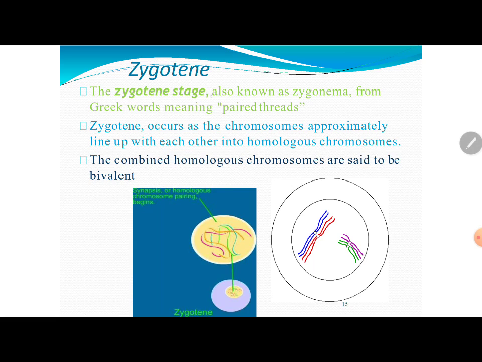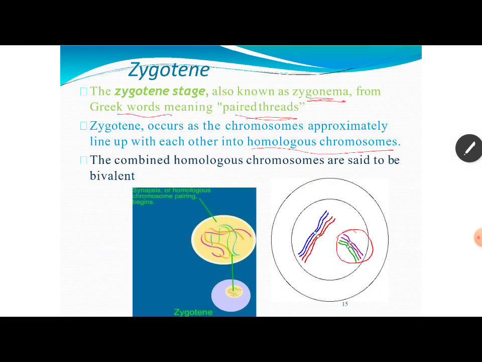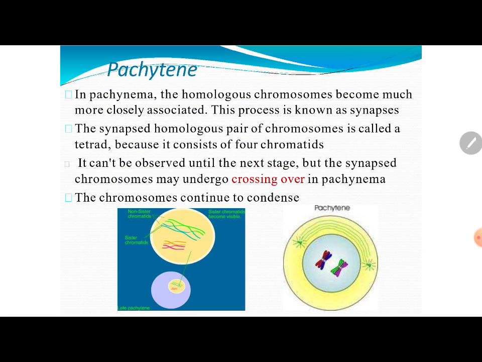The zygotene stage is also known as zygonema. The Greek word means paired threads. So zygotene occurs as the chromosomes approximately line up with each other into homologous pairs. This is called synapsis, homologous chromosomes pairing with each other. Here they are called bivalents.